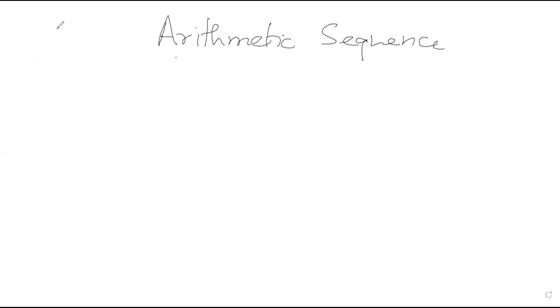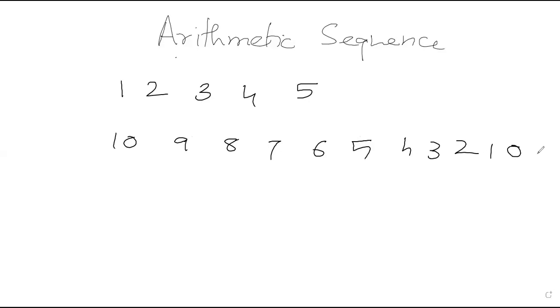So exactly what is a sequence? A sequence, we can say, is a sort of rule by which the numbers are increased or maybe decreased. Suppose I write 1, 2, 3, 4, 5. We observe that the number is increased by 1. Suppose I write 10, 9, 8, 7, 6, 5, 4, 3, 2, 1, 0, minus 1. Then I should say they have been decreased by 1.